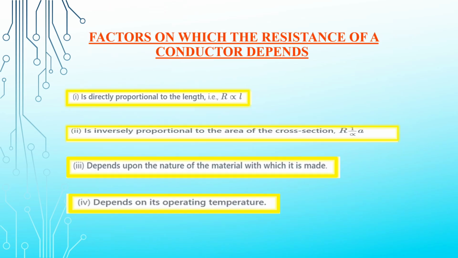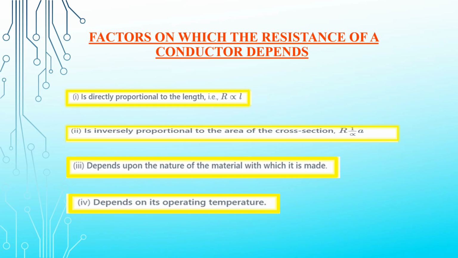Factors on which the resistance of a conductor depends. The first point is that it is directly proportional to the length. Next, it is inversely proportional to the area of cross section. Next, it depends upon the nature of the material of which it is made. And it depends on the operating temperature. So these are the factors on which the resistance of a conductor depends.